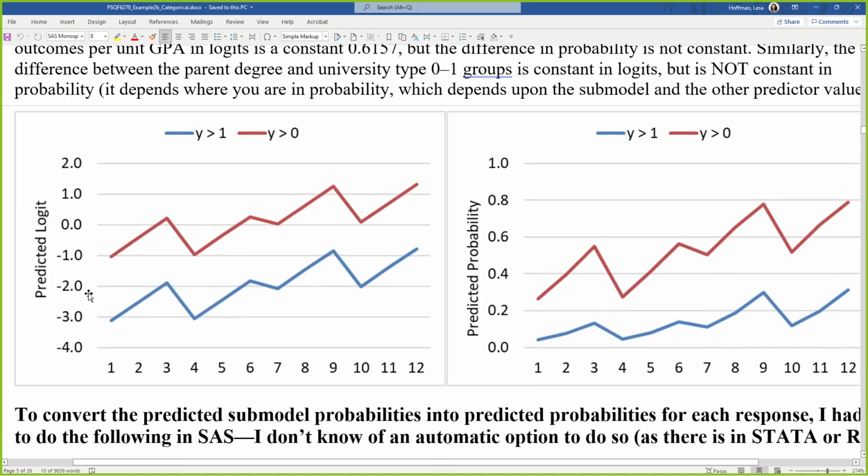And so this model then is illustrated by the plot on the left here. The x-axis is just the 12 people. The point I wanted to make is that the lines are exactly parallel. The predictions differ only in their intercept because the model assumes constant slopes across submodels.